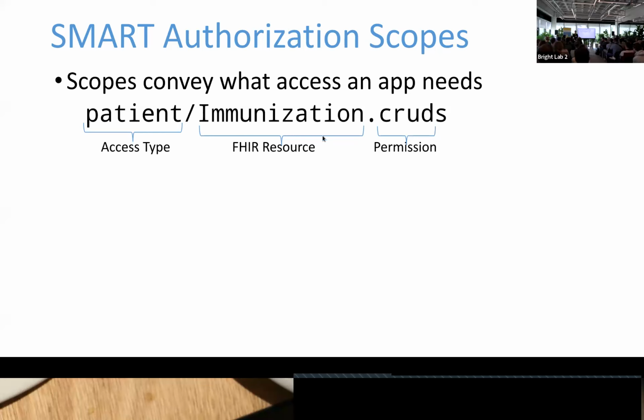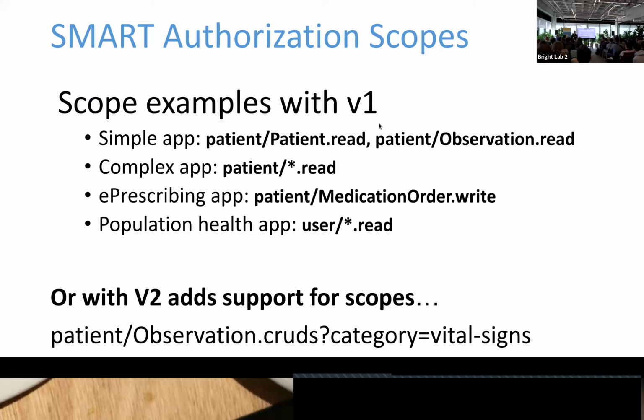What data type do I need? I need immunizations. And then what permissions do I need? This is modeled after the FHIR REST API, CRUDS, so create, read, update, delete, and search. And so by combining these three details, the app can construct a scope saying what kind of data they need.